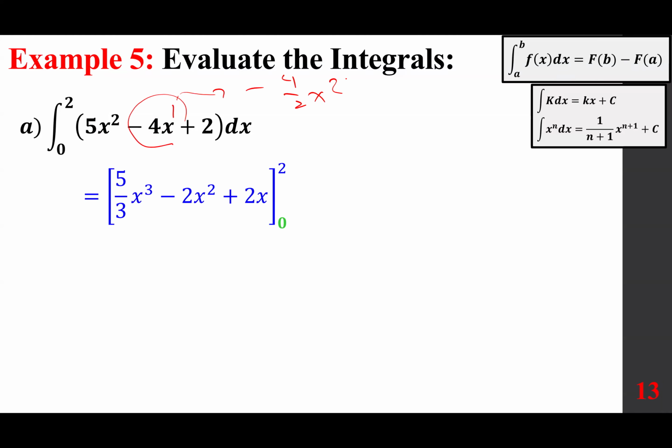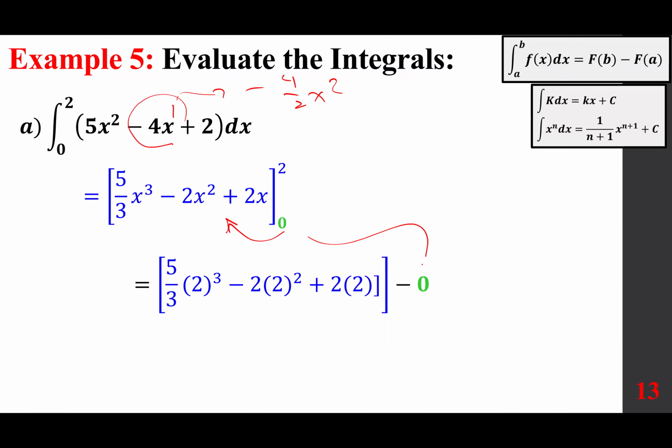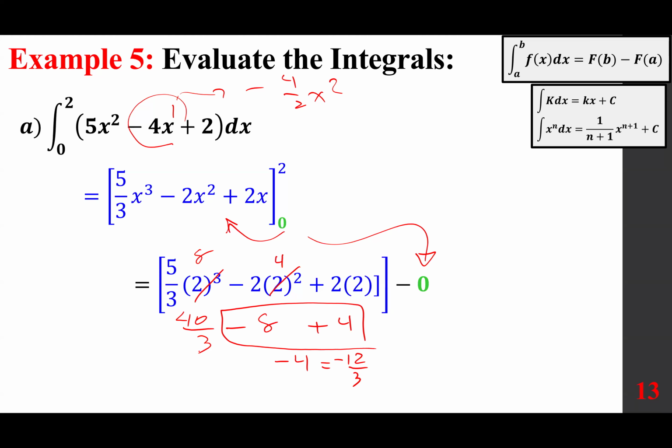I hope you recognize if you plug in 0, you get 0. So plug in 2, and when we plug in 0, it results in 0, right? Because everything involves x. This is 8 times 5/3, which is 40/3. This is 4 minus 8 plus 4. This is minus 4, or minus 12 thirds. 40/3 minus 12/3, 28 thirds.